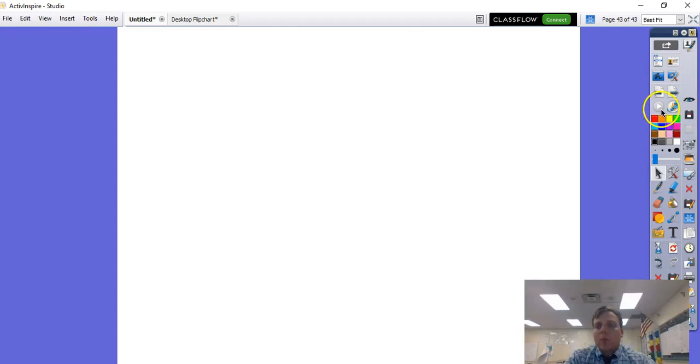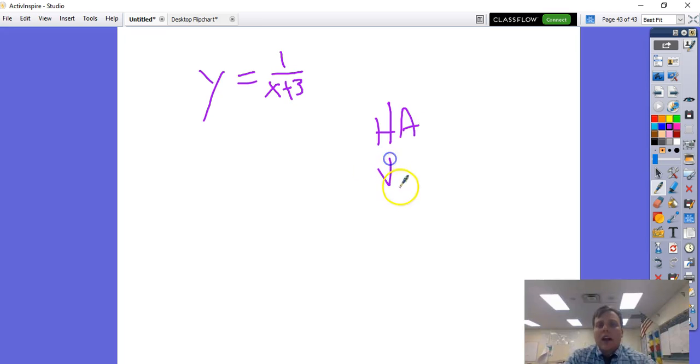Okay, I'm going to open this up so I have a little more space. y equals 1 over x plus 3. Okay, so hopefully you're thinking, oh, that kind of looks like a rational function. And I know that rational functions have both a horizontal asymptote and a vertical asymptote. Now, assuming this was just 1 over x, my horizontal asymptote would be at y equals 0, and my vertical asymptote would be at x equals 0.